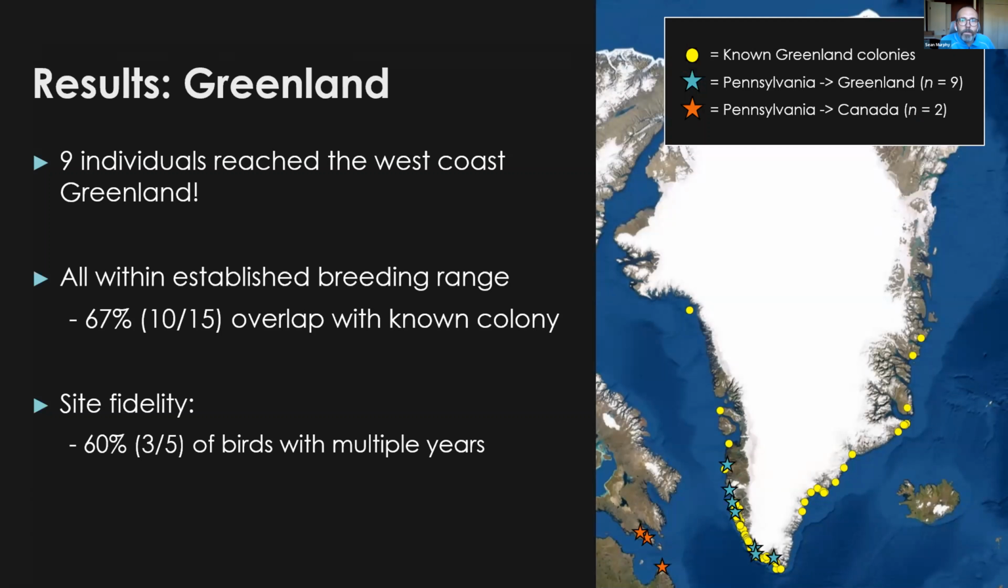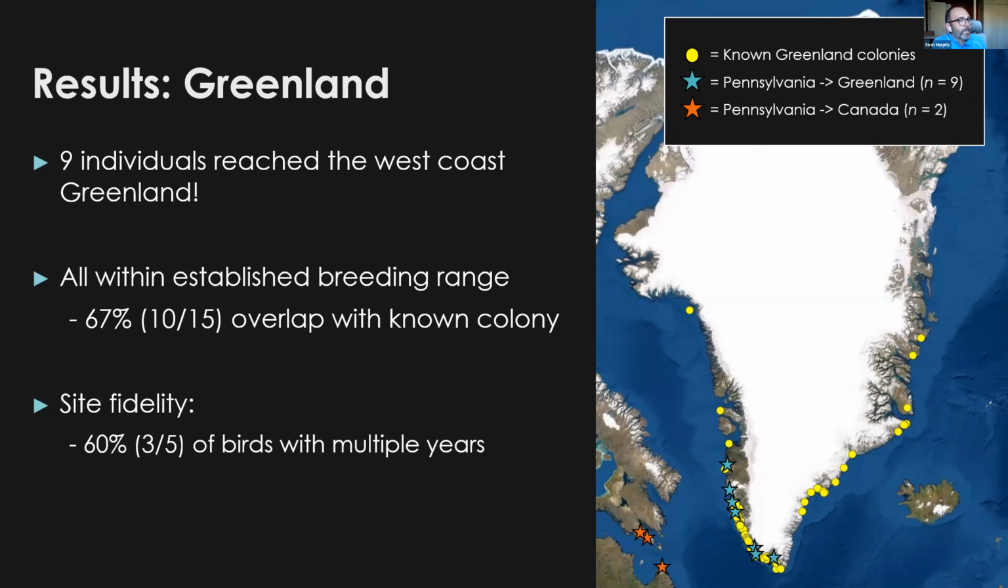And so although these data don't directly identify the tagged birds as breeders, it's somewhat of a safe inference to suggest that these locations are overlapping with known and established colonies in Greenland. And their behavior, as we'll look further along in this talk, is consistent with a bird moving during the nesting season.